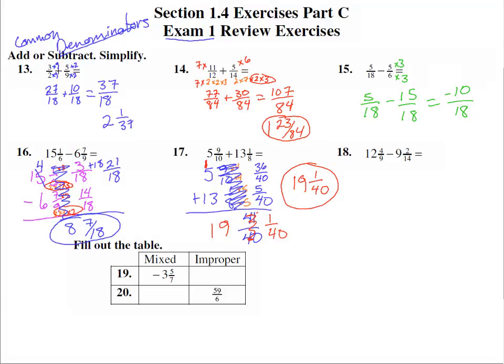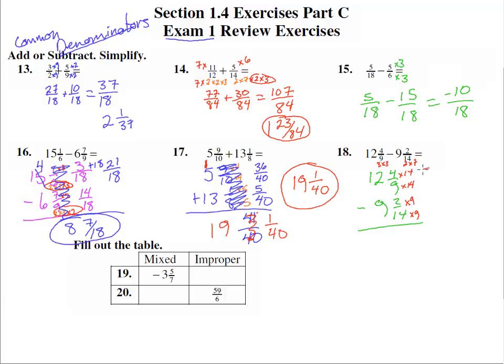18. We get 12 and 4/9 minus 9 and 2/14. Oh boy, common denominator between 9 and 14. This is 3 times 3, and that's 2 times 7. There's nothing in common. The only thing we can do is times those two together. And 9 times 14 is 126. So that's what we've got to times by here. There's a 14 on top and bottom there, and a 9 on top and bottom there. Nothing common to get any smaller.